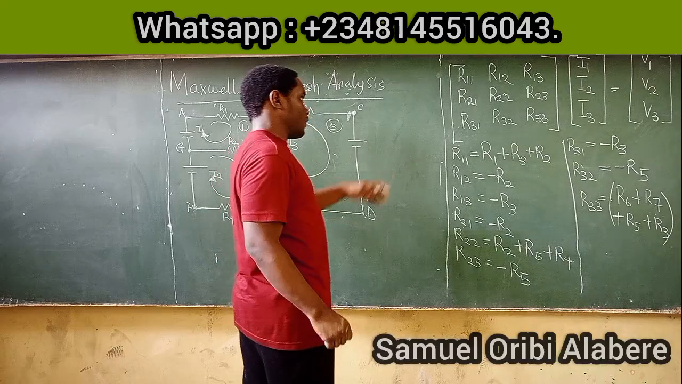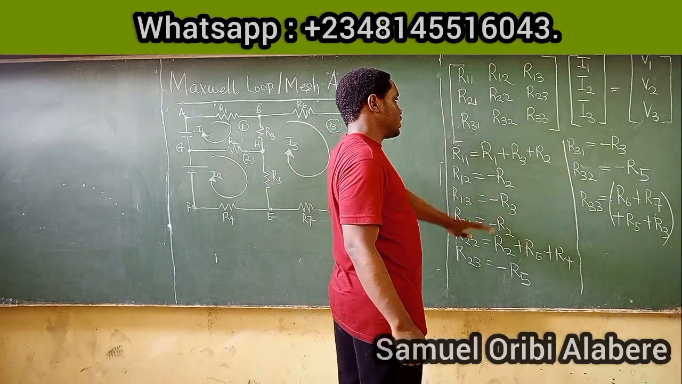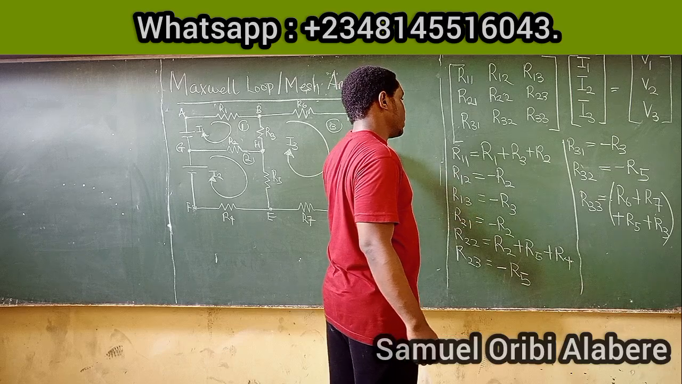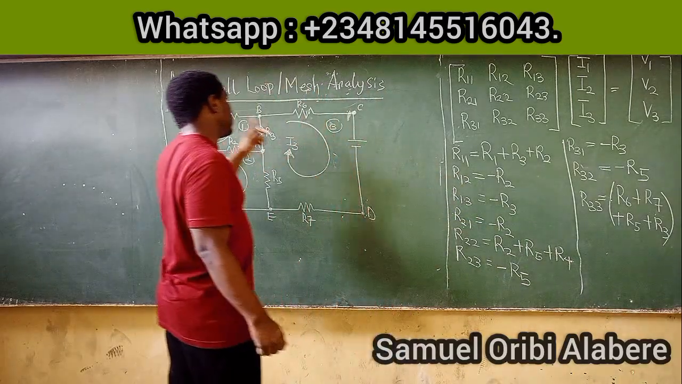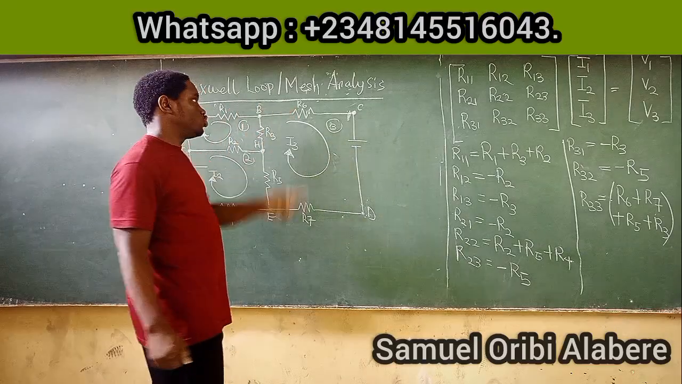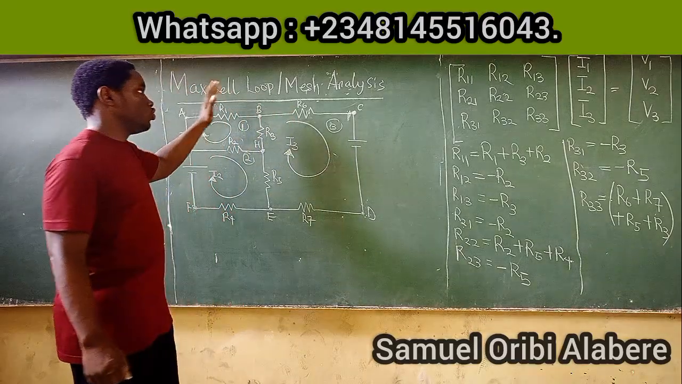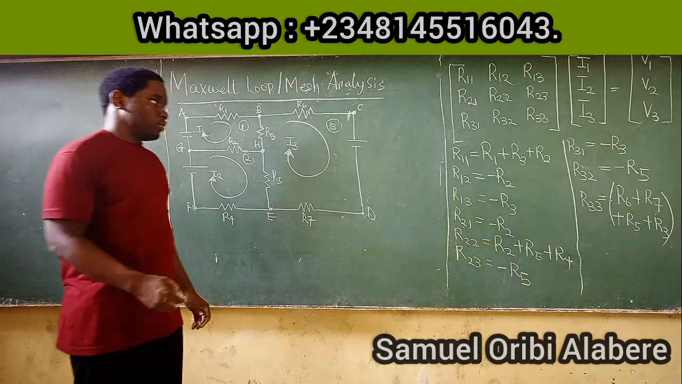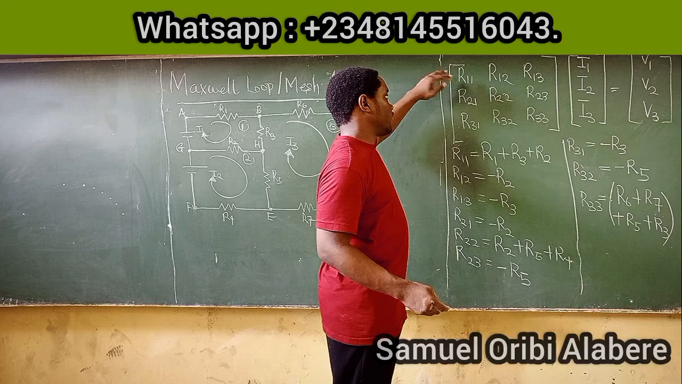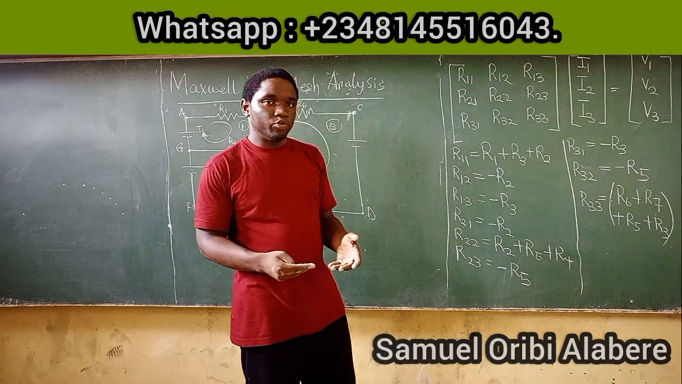So these values are simply the resistance values that we have in this circuit, or how to get the resistance values when we are making use of Maxwell's loop or mesh analysis method. Now that we know how to get the parameters from R11 to R33, we are now going to take an example below.